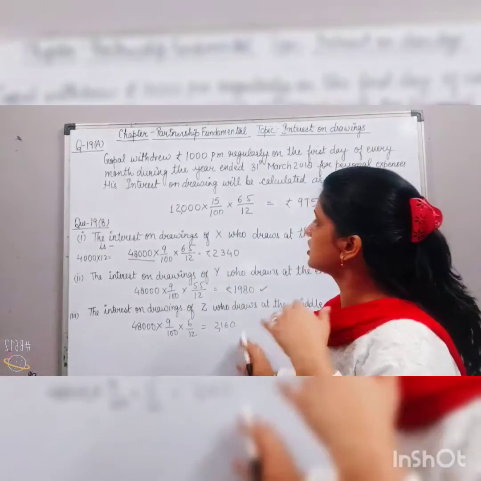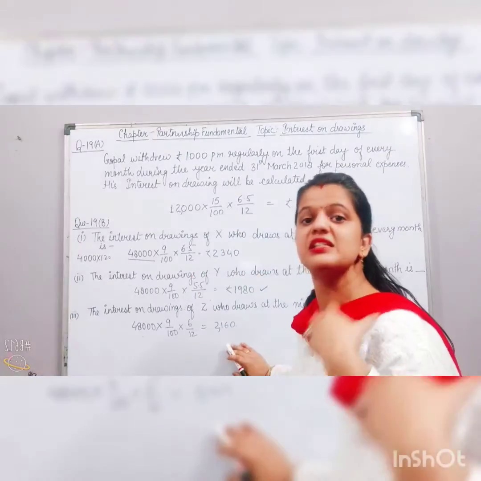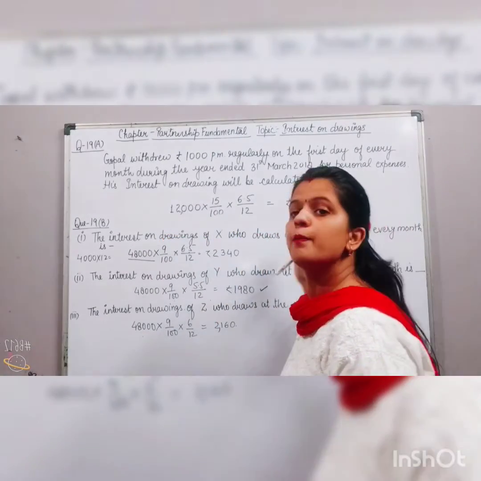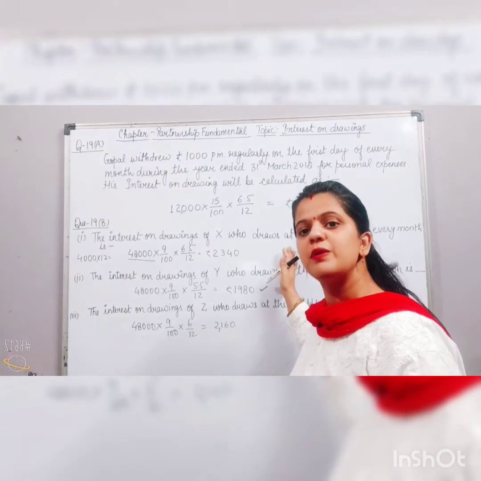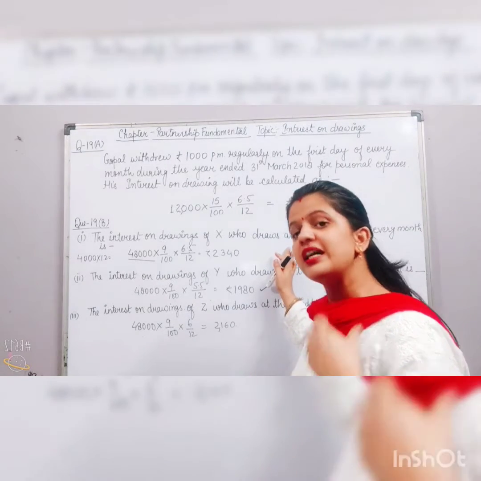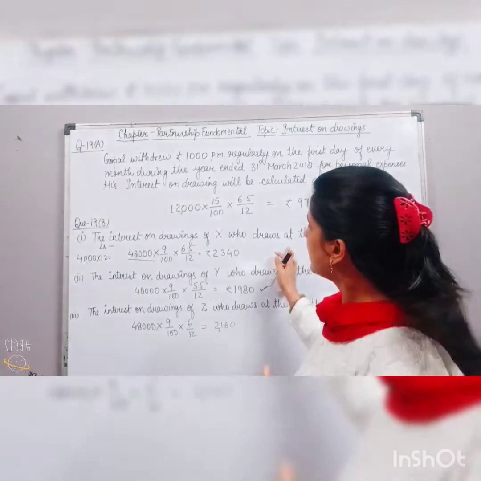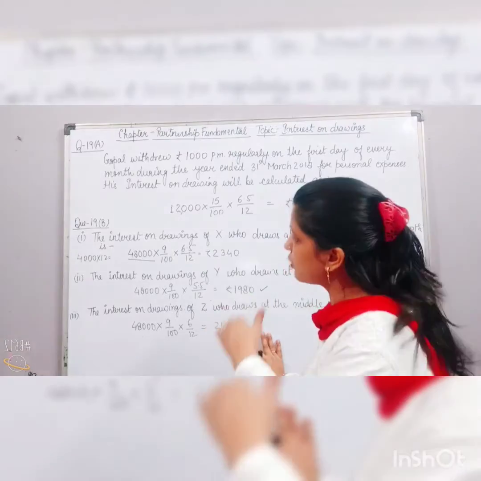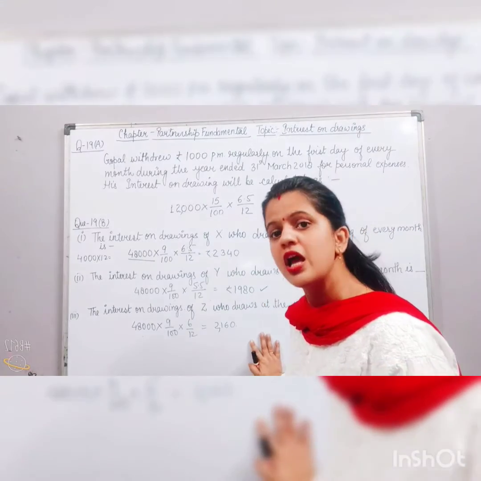So as we have discussed in this question, if the question is asked for these three situations, means these three patterns, when the drawing will be made at the beginning of every month, when the drawing will be made at the middle of every month, and when the drawing will be made at the end of every month, these are the patterns and the cases by which we have to calculate interest on drawing.